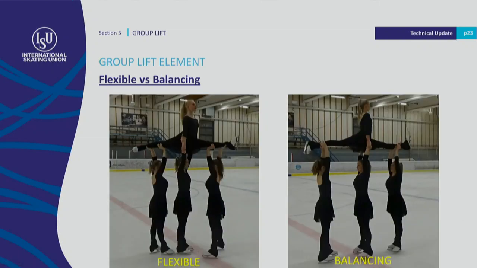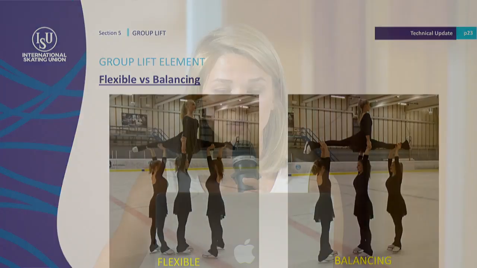Here is a comparison of balancing and flexible position if using a front split. You can see that the main difference are holds, and the skaters in each group lift for the level must use the same hold. Please note that using a combination of balancing and flexible position when considering the hold is not permitted. If skaters are using different holds, for example, two lifts holding closer to the boot and two lifts holding the upper leg, then the feature will not be counted.